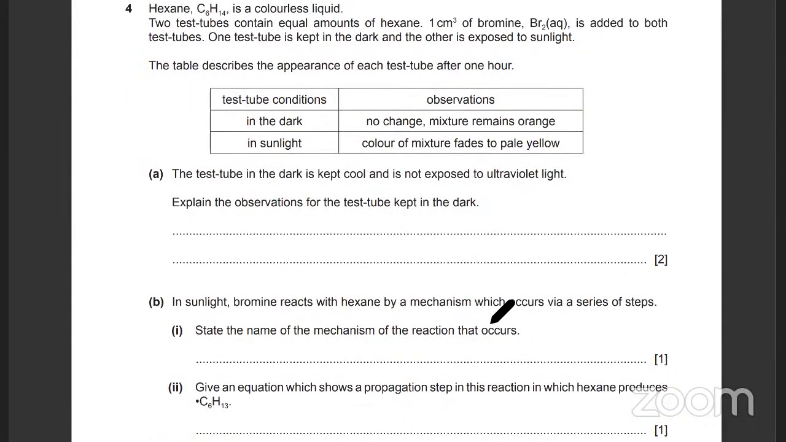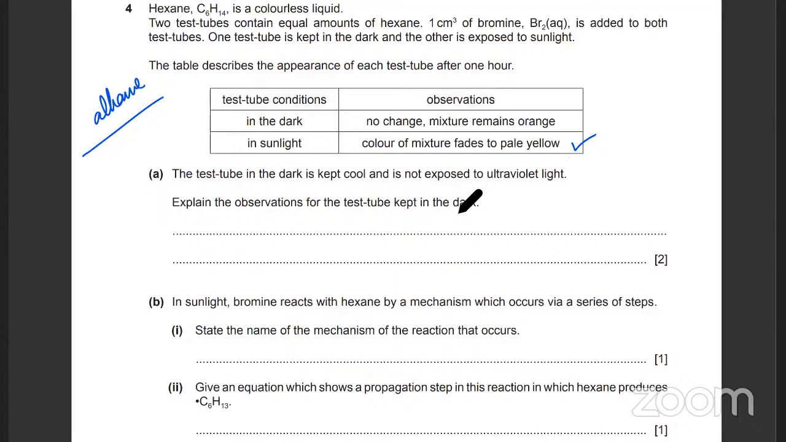Next one, there's hexane. It's a colorless liquid, and two test tubes containing equal amounts of hexane, 1 cm³ bromine is added to both test tubes. One test tube is kept in the dark. Remember, he's talking about an alkane, which is hexane, and the reaction is with bromine. What kind of reaction happens in sunlight? Free radical substitution. Any of the hydrogens in the alkane will get substituted. So the bromine reacts. But obviously in the dark, it's not going to react. You need UV light for that.